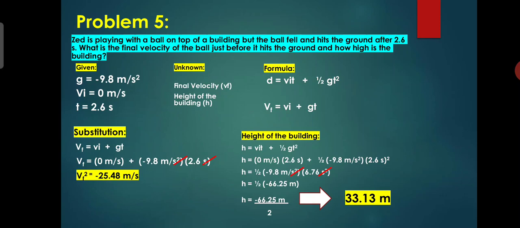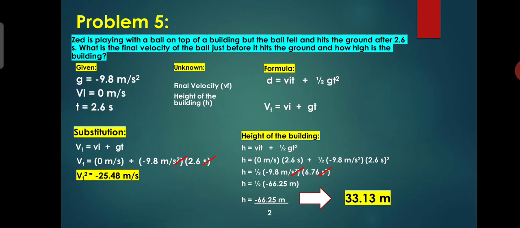So, substitution. We'll first compute the final velocity. VF is equal to VI plus GT. Our VI is 0 meters per second plus negative 9.8 meters per second squared times the time, which is 2.6 seconds. We can cancel out the 0 since our initial velocity is 0. We only need to multiply negative 9.8 meters per second squared by 2.6 seconds. Cancel one second, and one second remains, so the final unit is meters per second. Negative 9.8 times 2.6, the answer is negative 25.48. That is the final velocity, VF. There is no square there, the squared was removed.